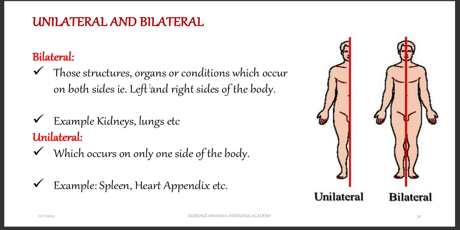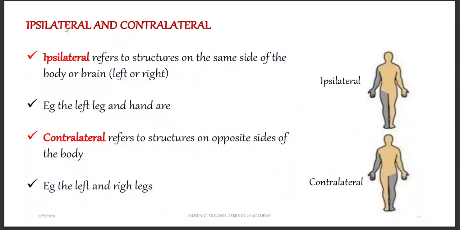Bilateral are those structures that are found on both sides of the body. For example, the kidneys. The kidneys are found on both the left and the right. The lungs are found on both the left and the right. Also things like the testes, okay, the ovaries, they're found on both sides of the body. So those are bilateral. And then we have got ipsilateral and contralateral.